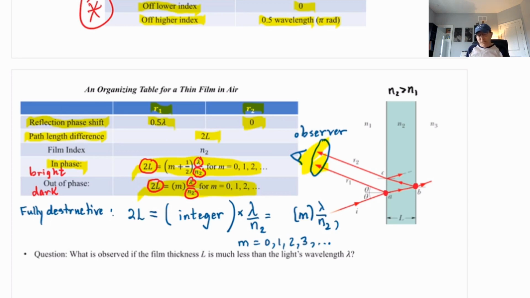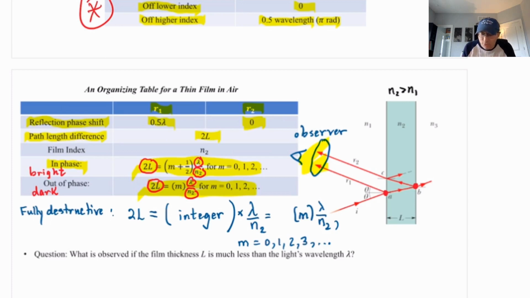Okay, so that kind of organizing table where you keep track of whether or not you get reflection phase shifts at the interfaces, and then also the effect of the path length difference and what it does for the phase difference, and then you just figure out, based on the reflection phase shifts you have and the path length difference phase shift, what relationship has to be true to get fully constructive interference and fully destructive interference.